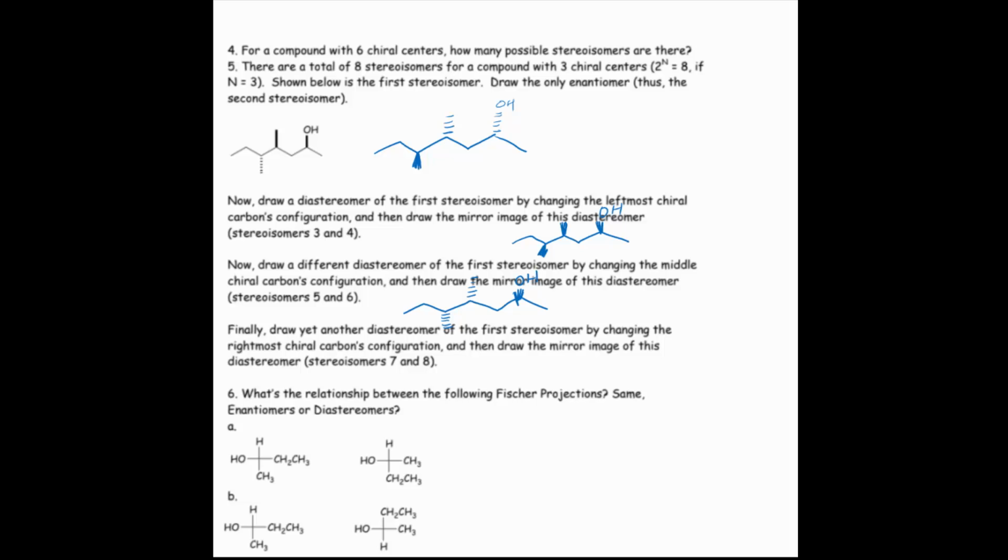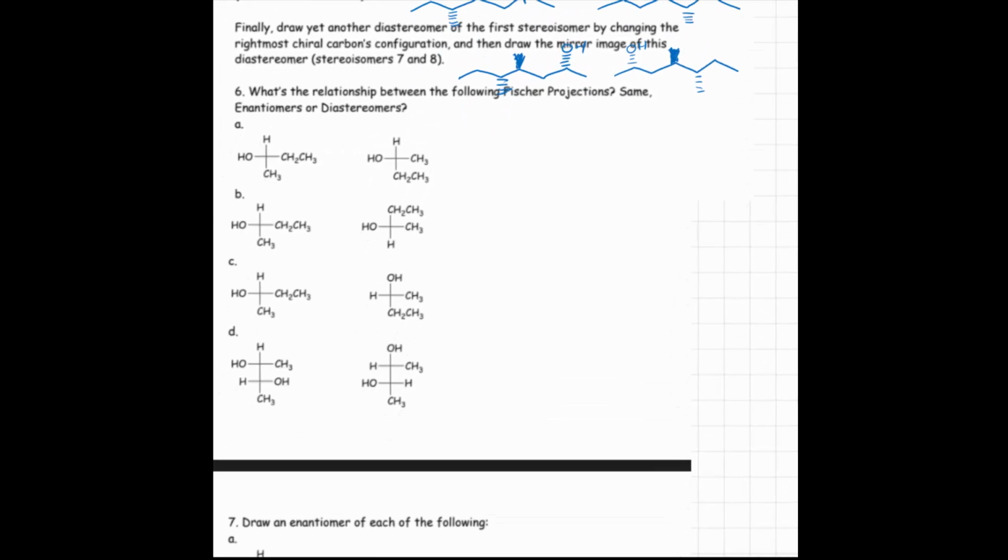Now we're going to draw another diastereomer of the first stereoisomer by changing the rightmost chiral carbon's configuration. And I just noticed that they wanted the mirror image of each of these as well. So I went back and filled in my mirror images. So you see the 8 isomers that we've found with this compound that has 3 stereocenters.